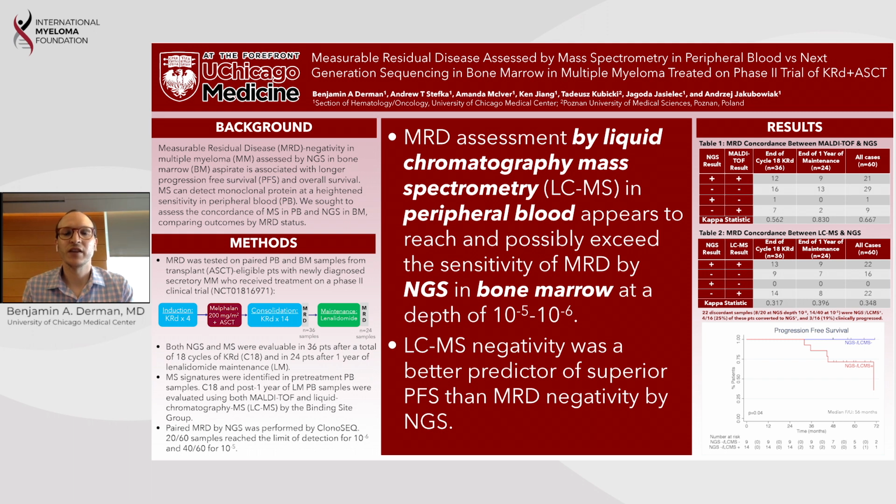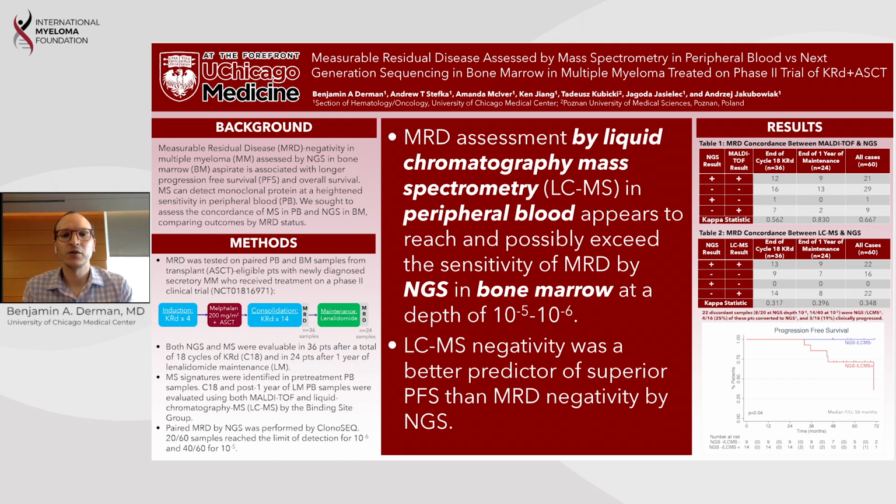So let me rephrase that because that can be a little bit complicated. What that means is that in this small study, peripheral blood testing using mass spectrometry seems to be a better indicator of how well patients are going to do in the long run than just next generation sequencing alone.